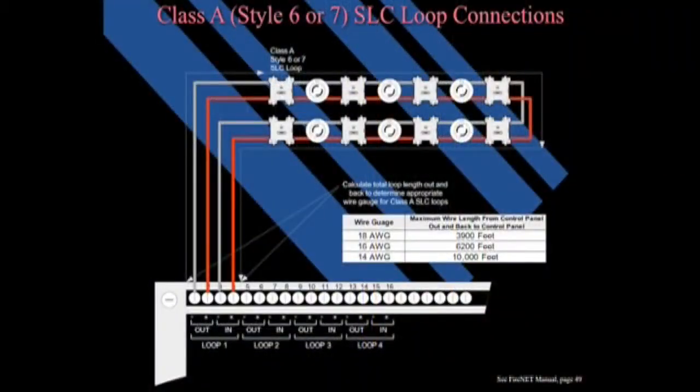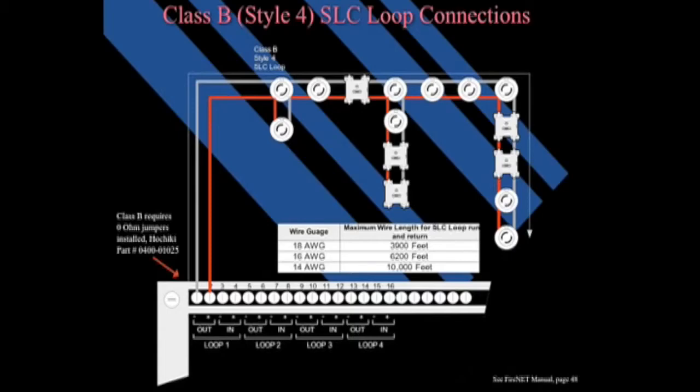Here we see an illustration of a Class A SLC loop. Here we see an illustration of a Class B Style 4 SLC loop. For Class B, the 0-ohm jumpers must remain installed.